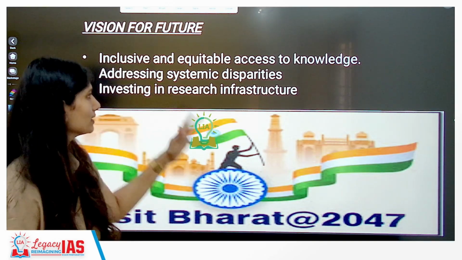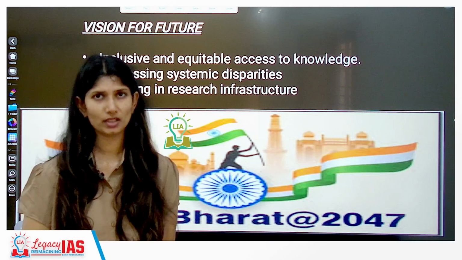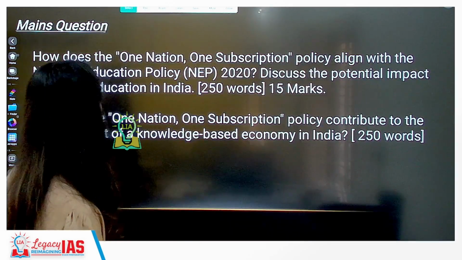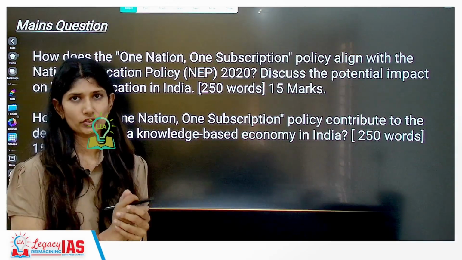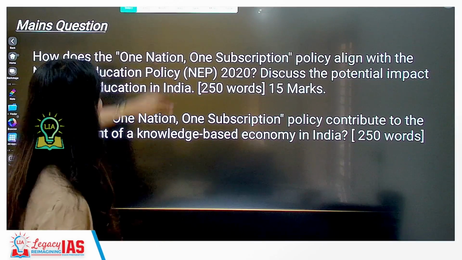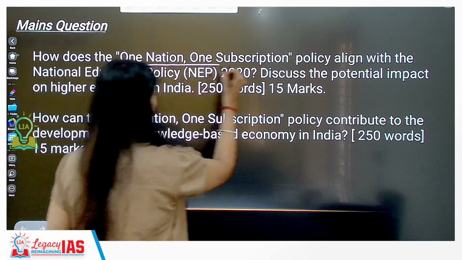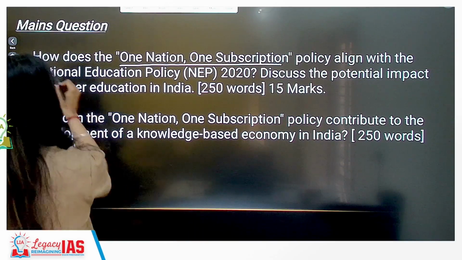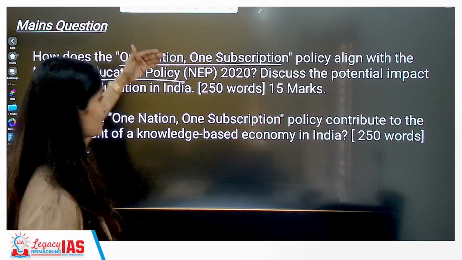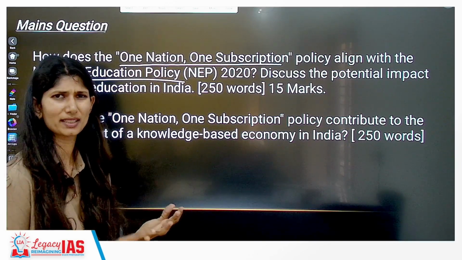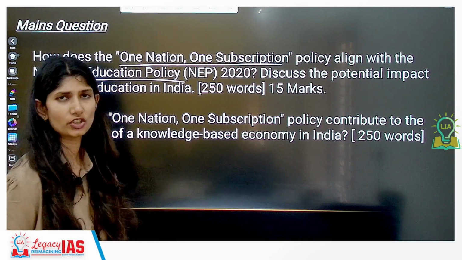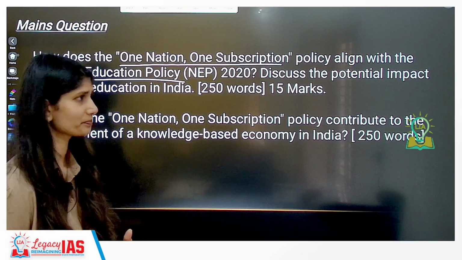Now, we will see what possible mains questions could come from this. Look at this, there are two versions of how these questions can be seen. First thing is, how does the one nation one subscription policy align with the national education policy? Here they are asking about, like we kept speaking about Viksit Bharat, one nation one subscription is in alignment with your national education policy, Anusandhan Research Foundation.